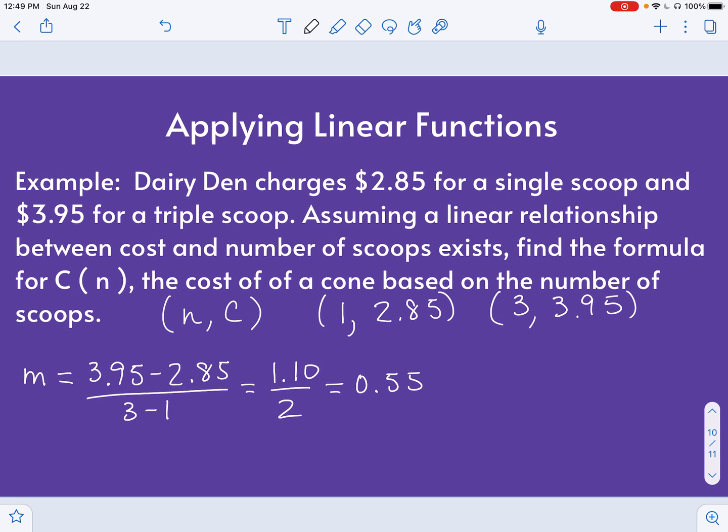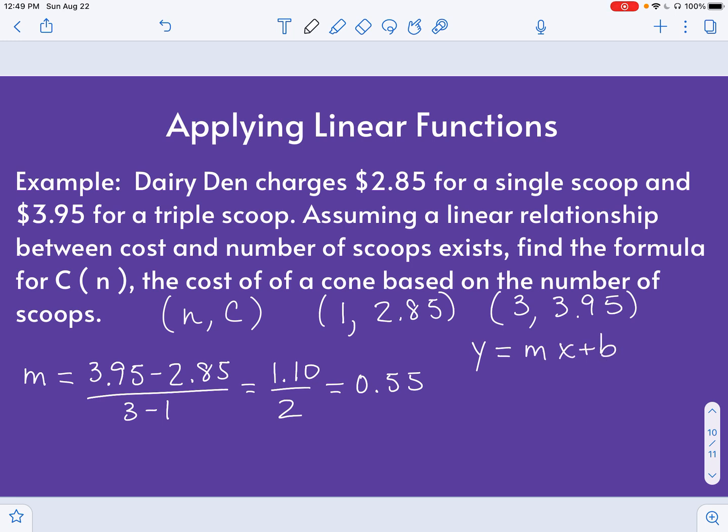Now, when I look at this, I notice that if my slope is 55 cents, I want to think a little bit and ask, is $2.85 plus 55 cents $3.95? It's not. And so what that tells me is they're charging us for a cone. And when we find this y-intercept, we're going to be finding the price of that cone. So there's decimals everywhere, so it really doesn't matter what form you use. I'll go ahead and switch it up again and use slope-intercept.